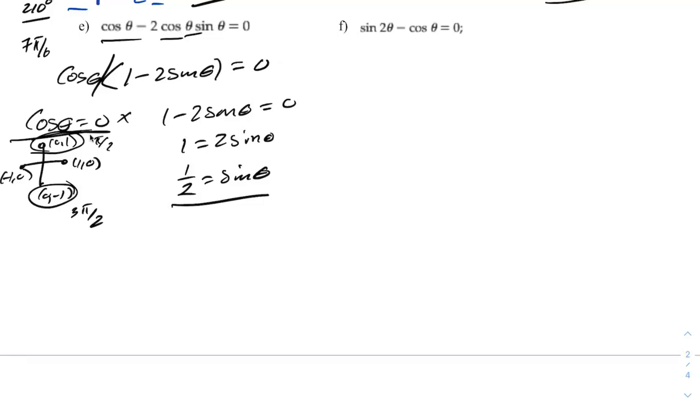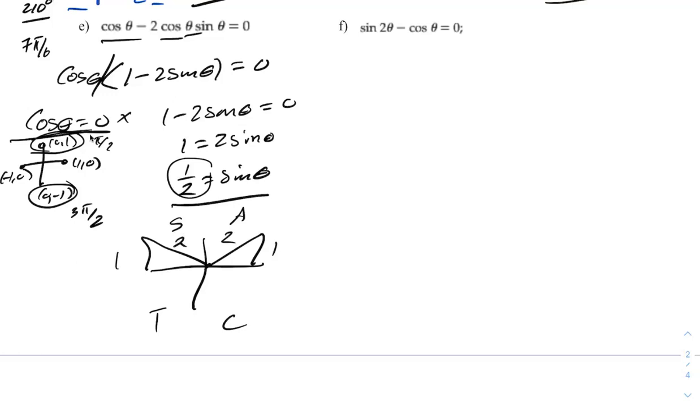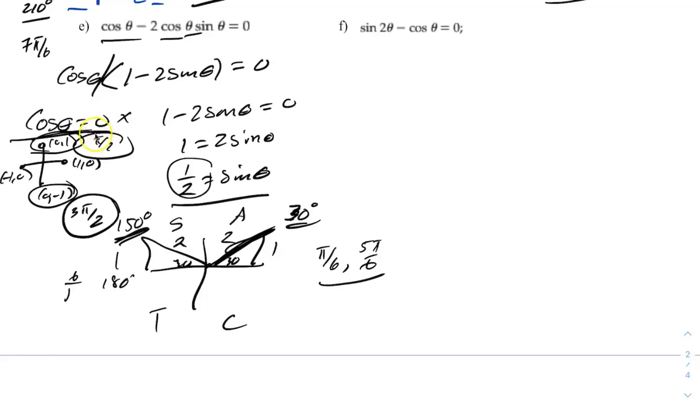Where does sine equal 1/2? I actually gotta draw that one. All Students Take Calculus, so it's positive here and here. And then it's sine, so opposite over hypotenuse, so 1 over 2. If you've done this enough, you kind of start having it memorized. What's opposite 1? 30 degrees. So this would be 30. This is 180, and then 30 less would be 150. If I want radians, that'd be pi over 6. And then this would be 6 over 6, so 1 less would be 5 pi over 6. So those are my answers.